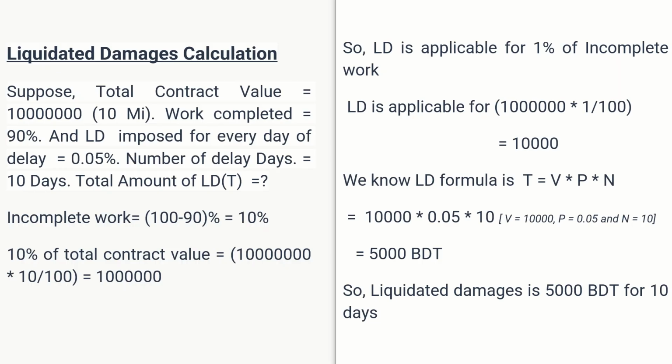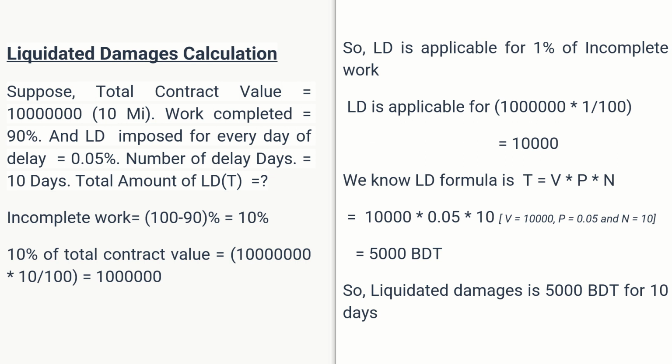Now I'm showing you the real-life calculation. Actually, I'm just giving an example. Suppose total contract value is 10 million, work completed is 90%, and liquidity damage imposed for every day of delay is 0.05. Number of delay days is 10. Now we find out the amount of liquidity damage T.